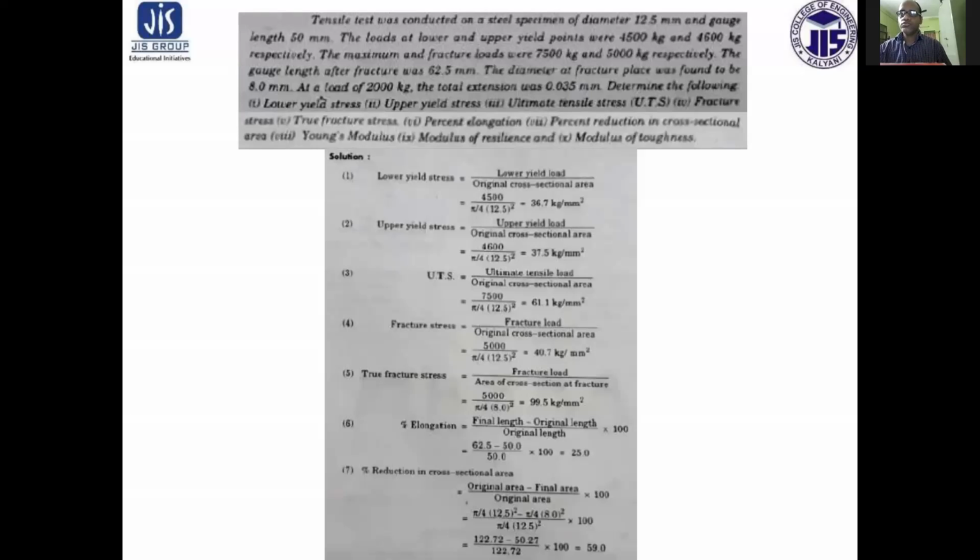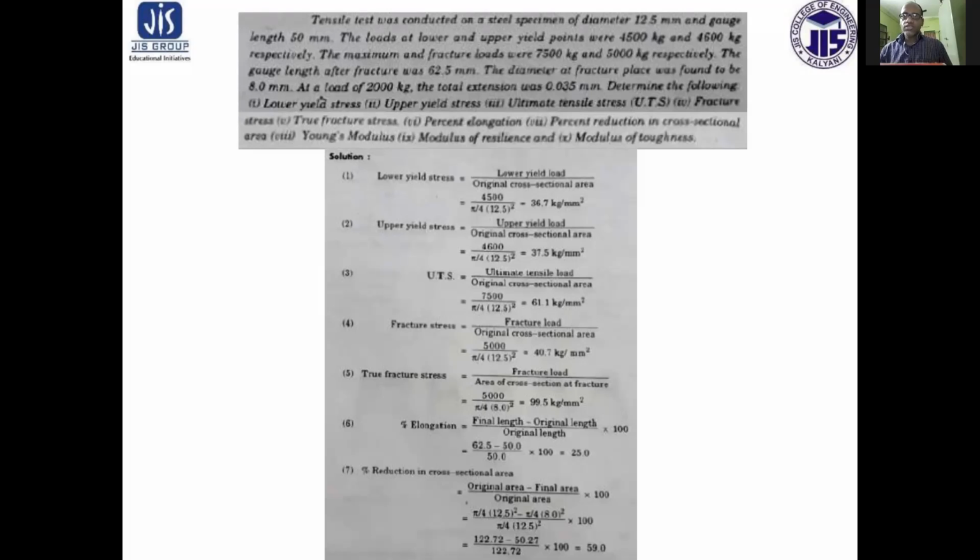So how to solve? We know that lower yield stress is the lower yield load divided by the original cross sectional area. So the lower yield load is 4500 and the original cross sectional area, the diameter of the original cross section is 12.5 millimeter. So we need to convert it into the area, that is pi by 4 into d square, that is pi by 4 into 12.5 square. So thus we get that lower yield stress is equal to 36.7 kg per millimeter square.